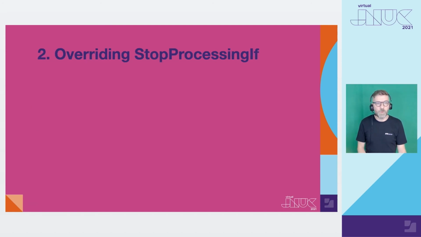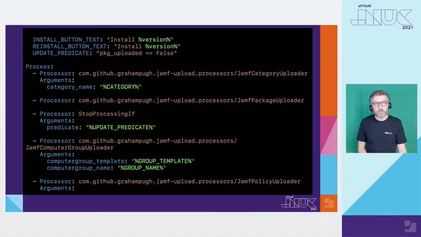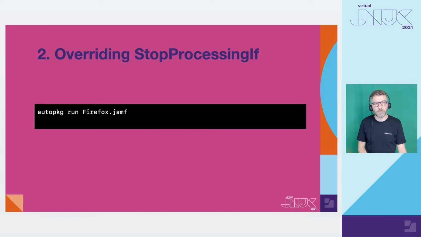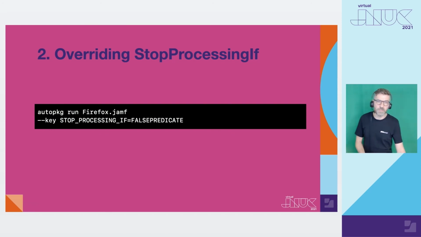Second tip, while testing a recipe, we might want to override the behavior of the stop processing if process because we're still playing with the policy and so on. For this to work, we need to make the stop processing if processor overridable. This is done by moving the predicate variable into the input list. With that key now overridable, we can override the key at the command line like this. The string FALSEPREDICATE in capital letters will always return false, meaning that the predicate is never met, so the recipe will continue if this key is used.